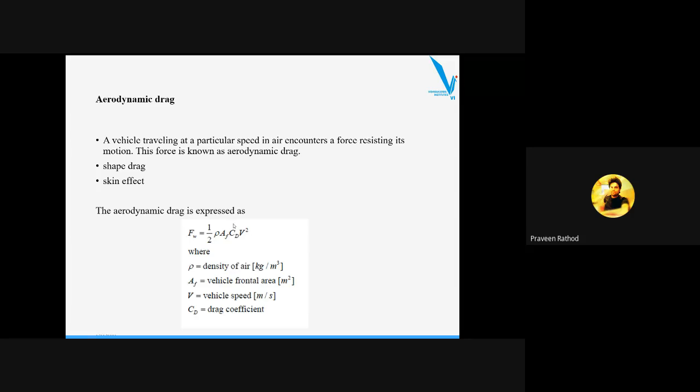For aerodynamic drag, rho is called the density of air in kg per cubic meter, and AF is the vehicle frontal area. So how much pressure is created in front of the area can be found with the help of this. V is the vehicle speed, and CD is the drag coefficient, how much the vehicle is dragging. That is called the drag coefficient. Anybody knows what the maximum drag coefficient should be for a passenger car? It should not exceed that.